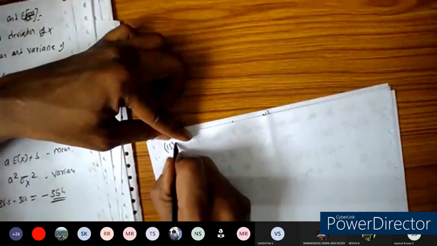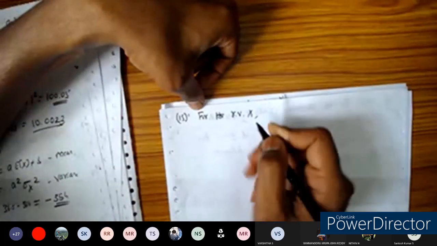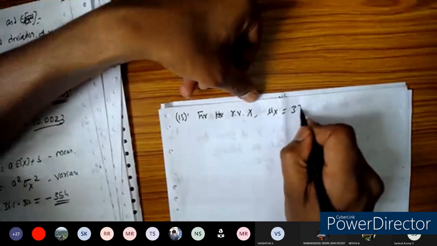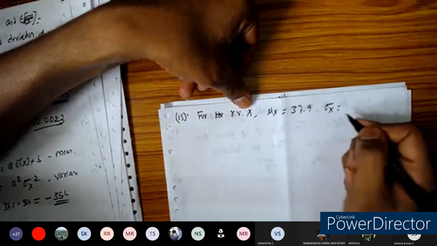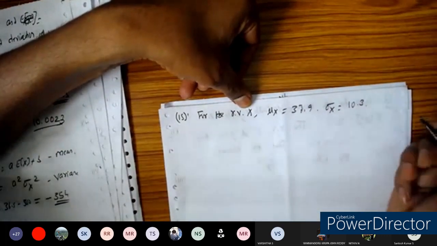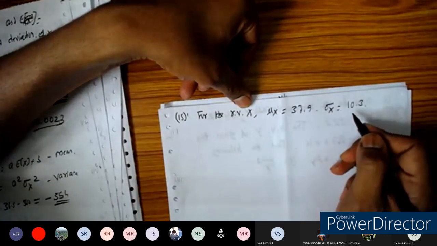So problem number 15. Still we have enough number of problems. So problem number 15 you can take. For the random variable x, you can take mu x is equal to 37.9, sigma x is equal to 10.3.